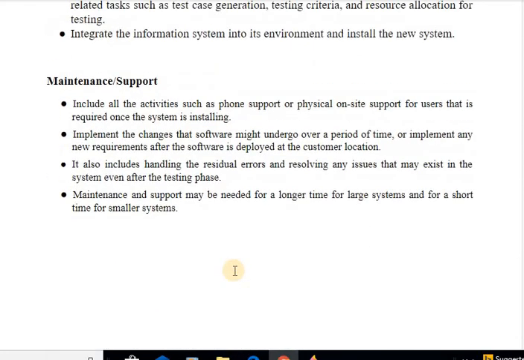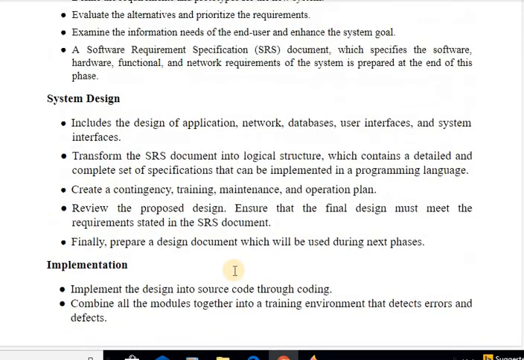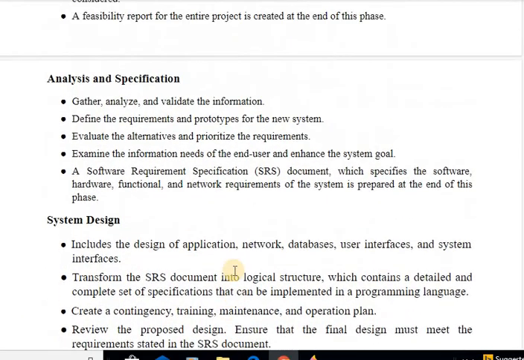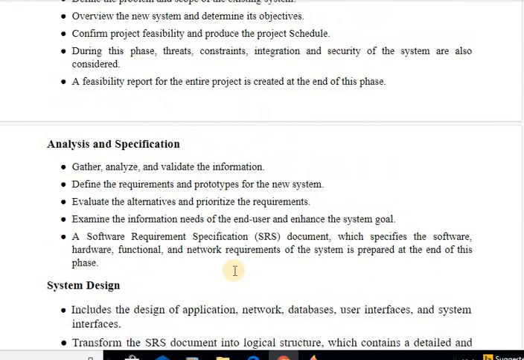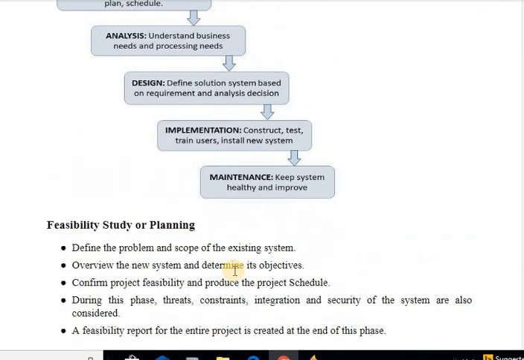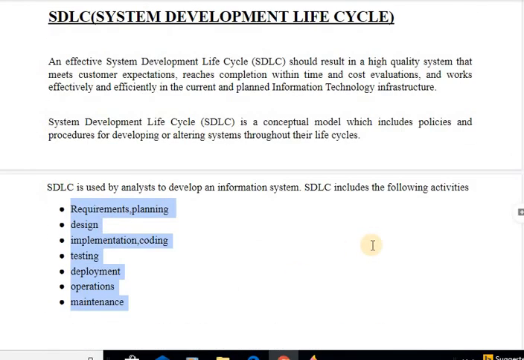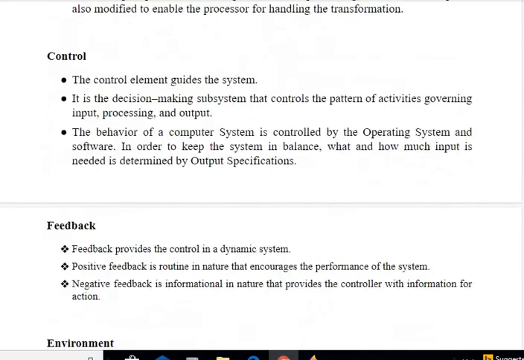So this was all about SDLC. SDLC is a very important topic in system analysis and design, and in previous years it has also been asked as a question for about 10 marks.